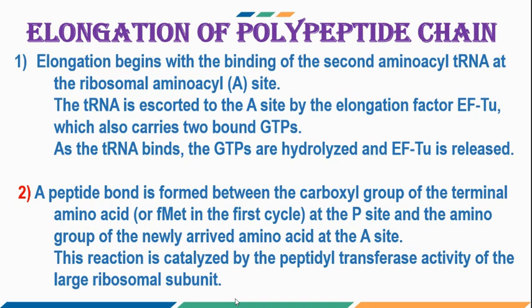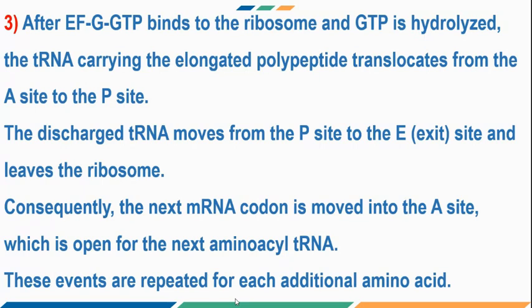A peptide bond is formed between the carboxyl group of the terminal amino acid, that is the formyl methionine in the first cycle at the P site, and the amino group of the newly arrived amino acid at the A site. This reaction is catalyzed by the peptidyl transferase activity of the large ribosomal subunit.